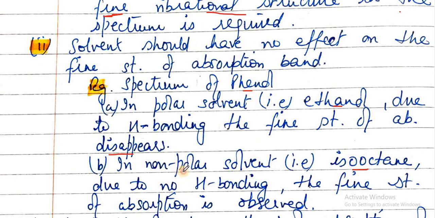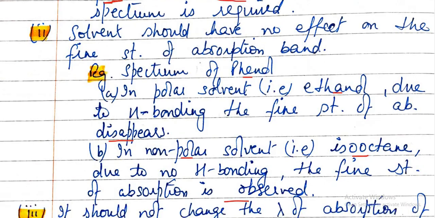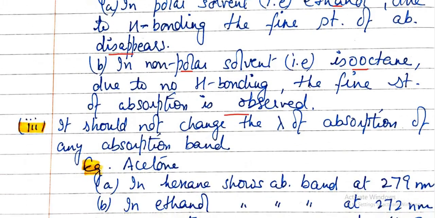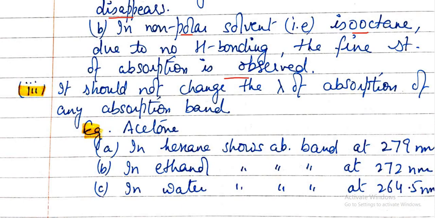Similarly, if we take a non-polar solvent, that is isooctane, it will have no hydrogen bonding with the phenol, therefore the fine structure is observed and we will have no interference from the solvent. So third, the solvent should not change the wavelength of absorption of any absorption band of the organic compound.